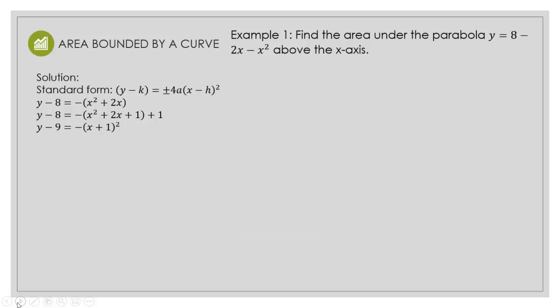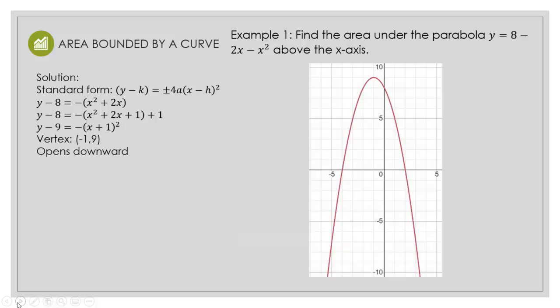We can see from this equation that the vertex of the parabola is at point (-1, 9). And since the quadratic term at the right side of the equation has a negative sign, this means that the parabola opens downward.